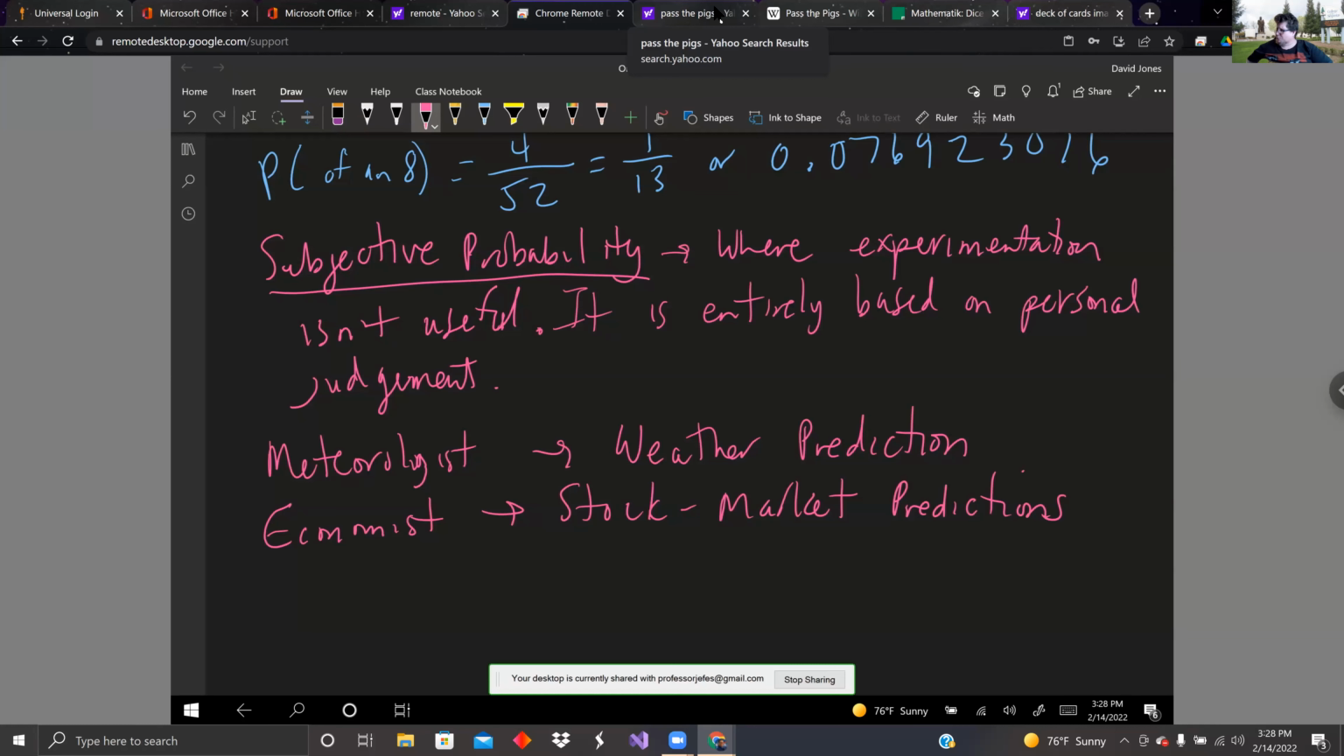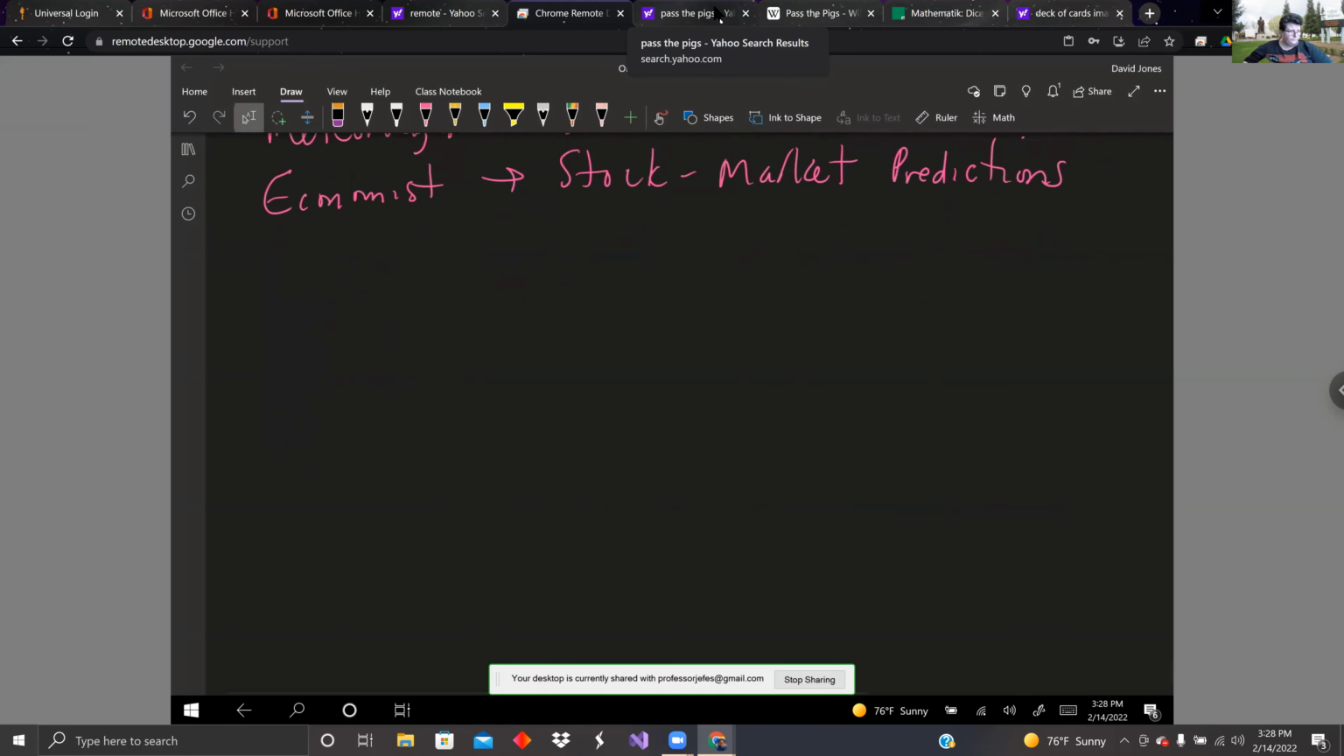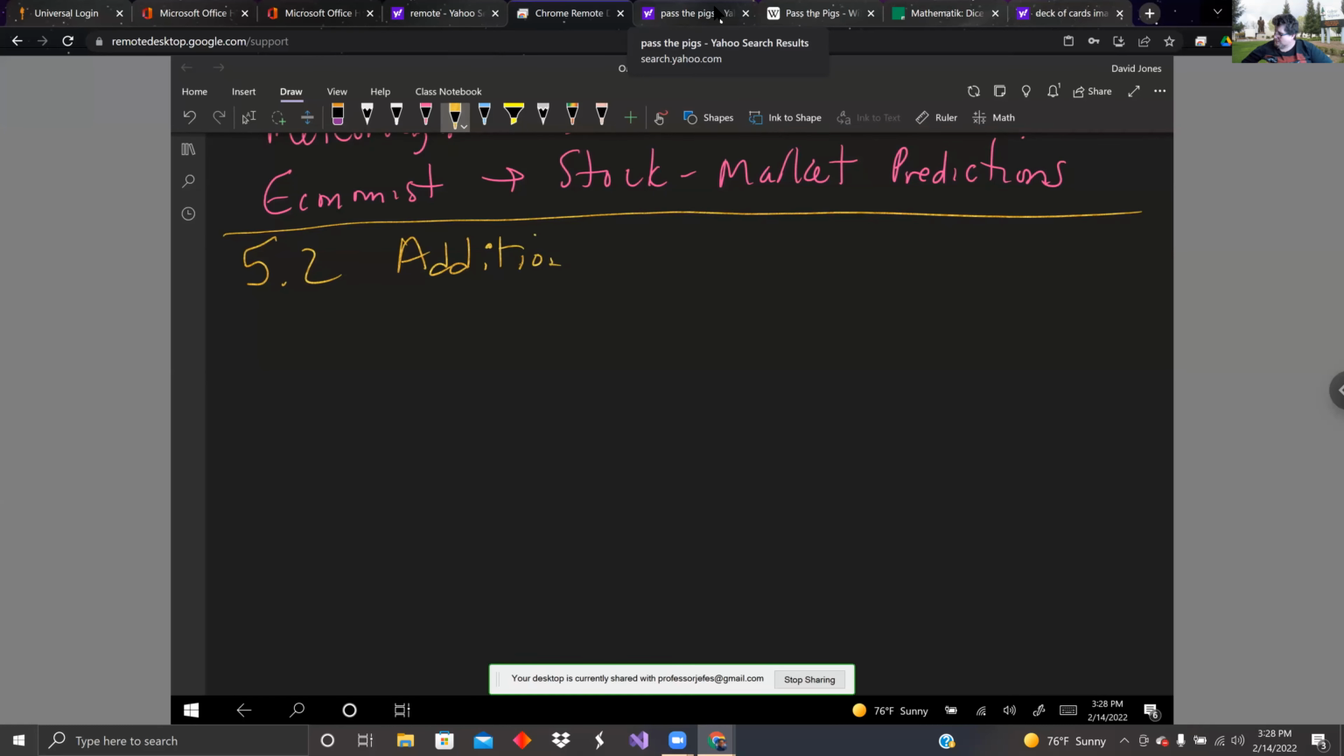So let's take a look at 5.2. They might ask you one question about that, so I thought I'd bring it up. 5.2 is on the addition rule and complements. Not like, hey, you look nice today, but that kind of complement, spelled with an E rather than an I.